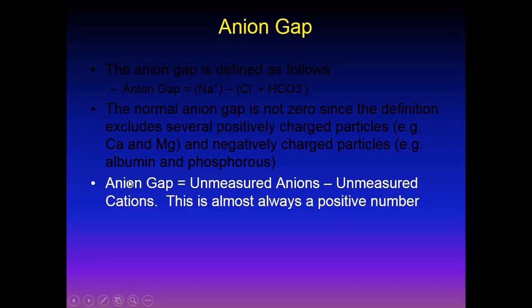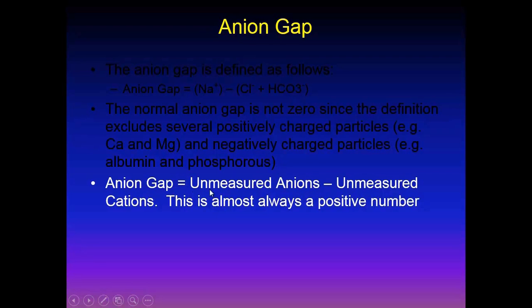So what the anion gap is really measuring is unmeasured anions versus unmeasured cations. Because we have more unmeasured anions than unmeasured cations, the anion gap is positive, which is interesting to know. But what's really important is if we have a buildup of unmeasured anions, which lactate's an example, lactate has a minus charge on it. The anion gap rises.